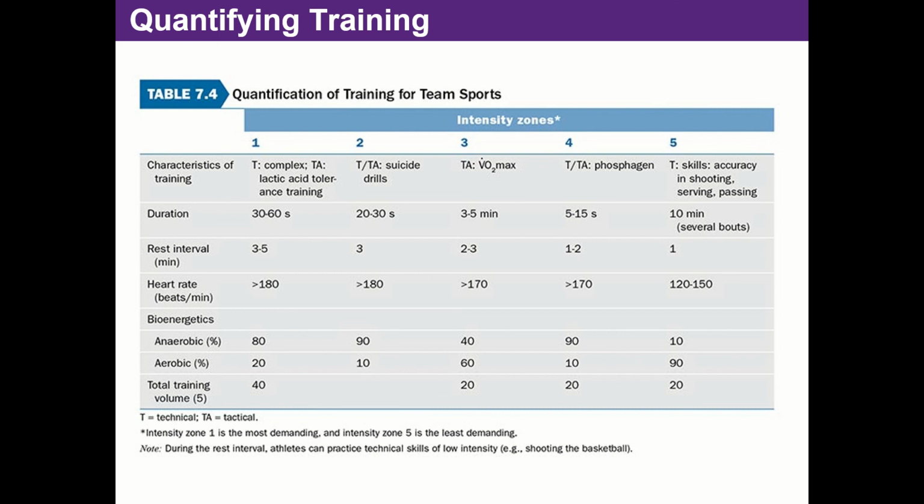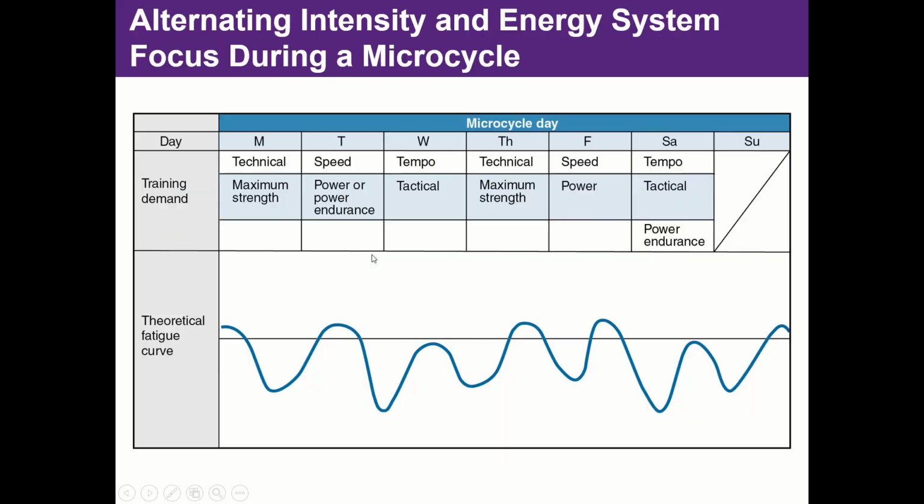This one, so for your team sports, so again, things like basketball here, they're also quantifying it by heart rate, but we're also incorporating how long they're working out. So longer sprints here, a little shorter sprints here, and then altering the rest intervals.